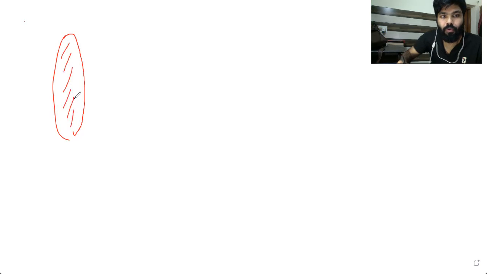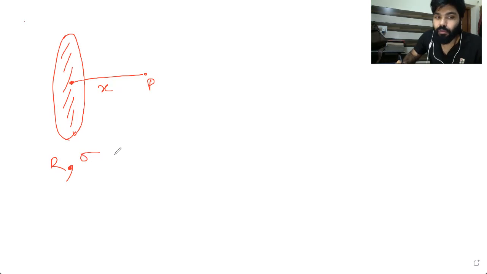Hello, in this video, I will discuss the electric field of a disk from its center, at a distance x from its center at point P. The radius of the disk is R and the surface charge density is sigma. Surface charge density sigma means charge per unit area, and you have to calculate the electric field at a distance x from its center.